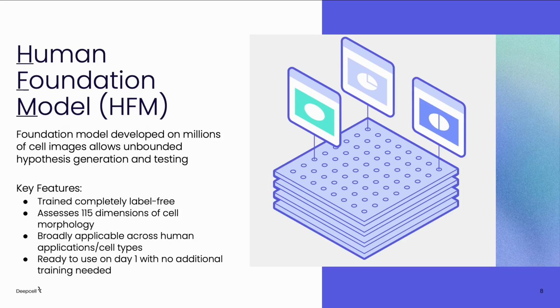The next key component of the REM-I platform is the Deepcell Human Foundation Model, or HFM, which assesses 115 morphology dimensions of each cell in a sample. It does this in real time as the cells are flowing through the chip on the instrument. The HFM combines deep learning and computer vision methods to extract cell features that quantitatively and reproducibly represent cell morphology. The deep learning aspect of the HFM is based on a self-supervised learning algorithm, is trained using millions of cell images from many biological human sample types, and it detects differences in cell morphology without labeled training data, meaning that the HFM is ready to use on day one without the need for additional training.